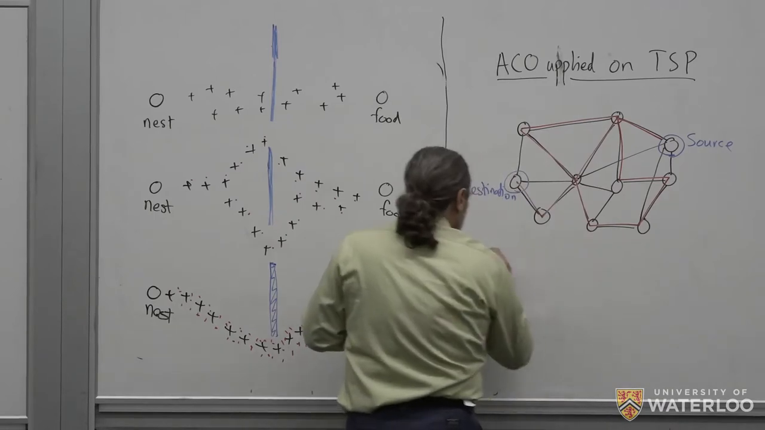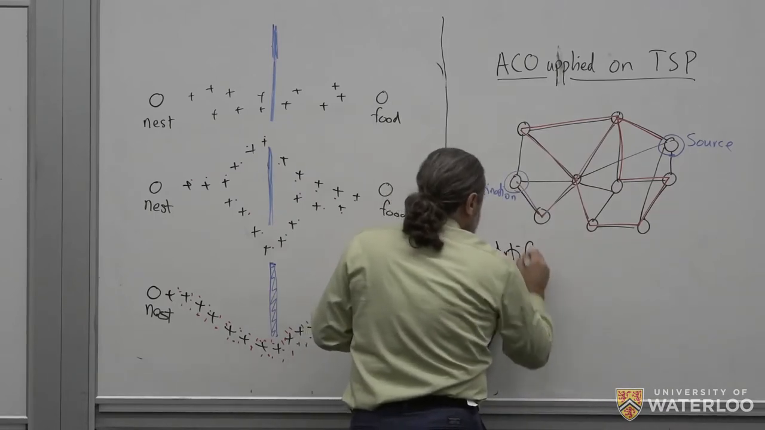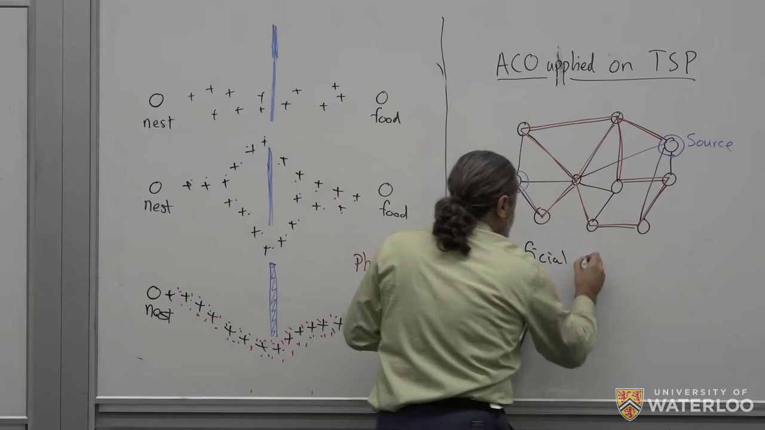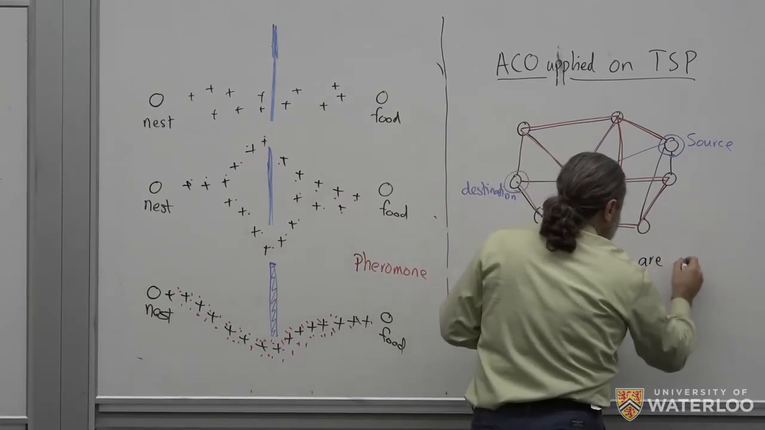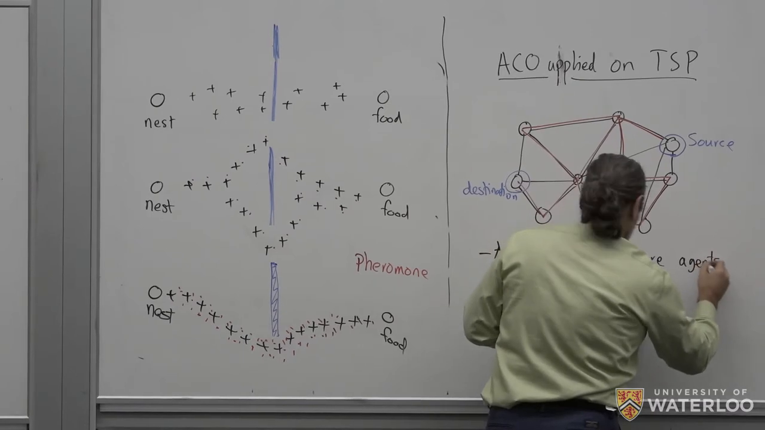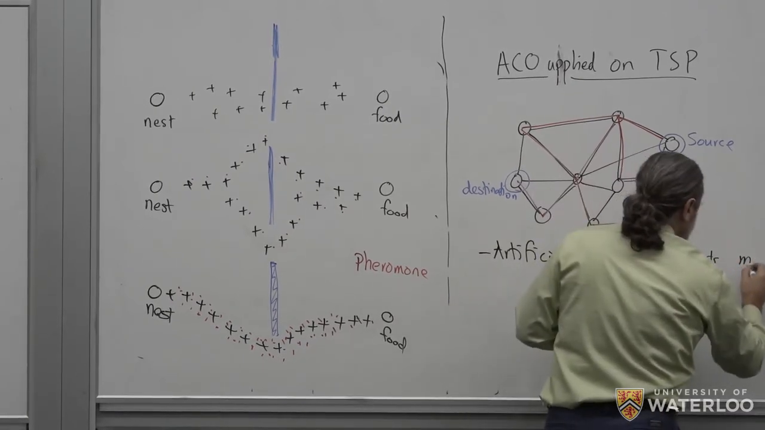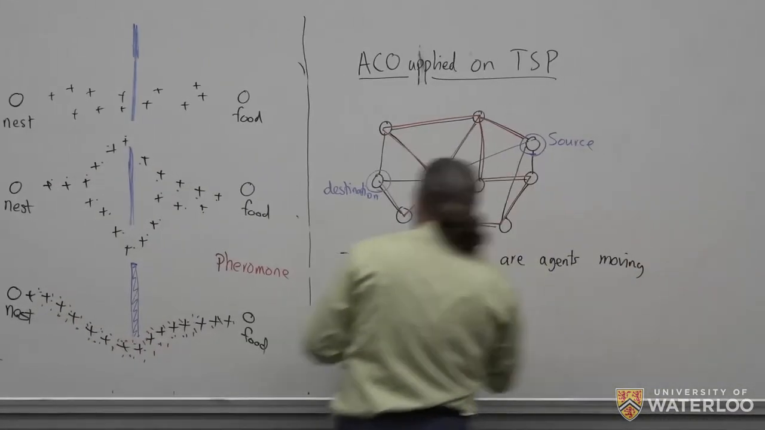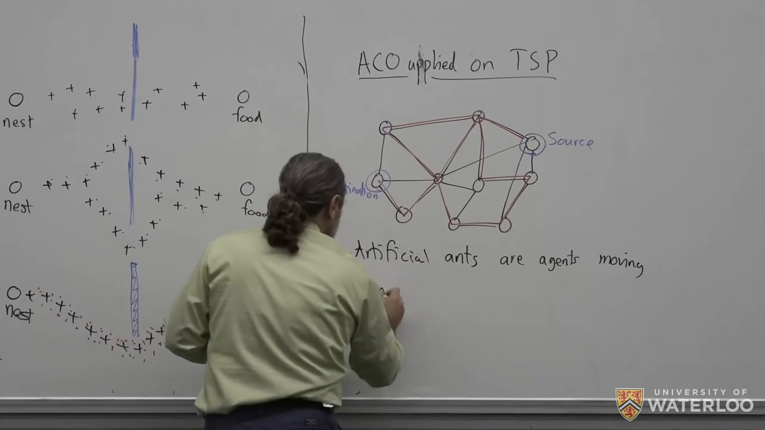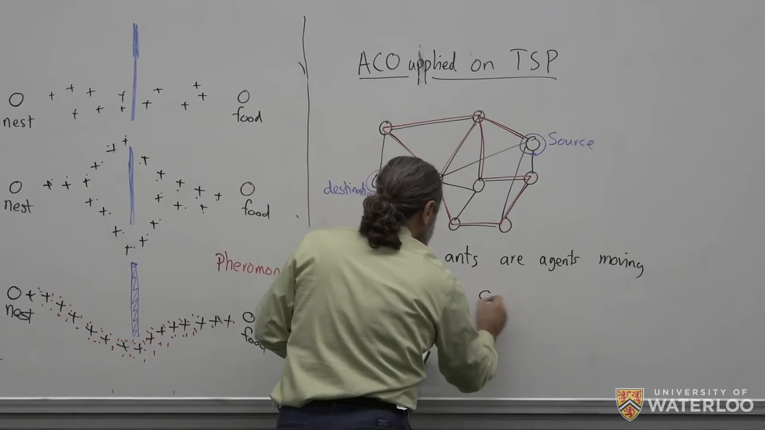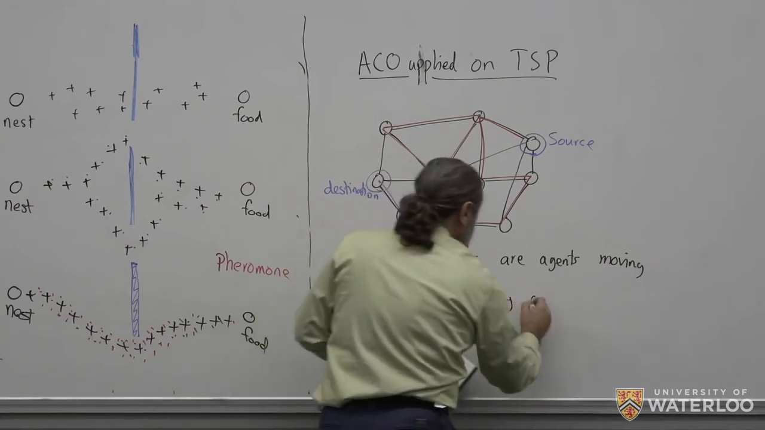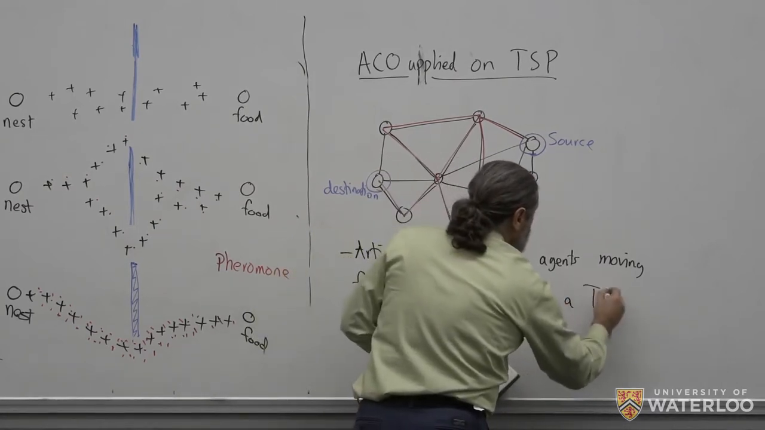So artificial ants are agents moving from city to city. You see, I want to find an application that excites people. From city to city on a TSP graph.